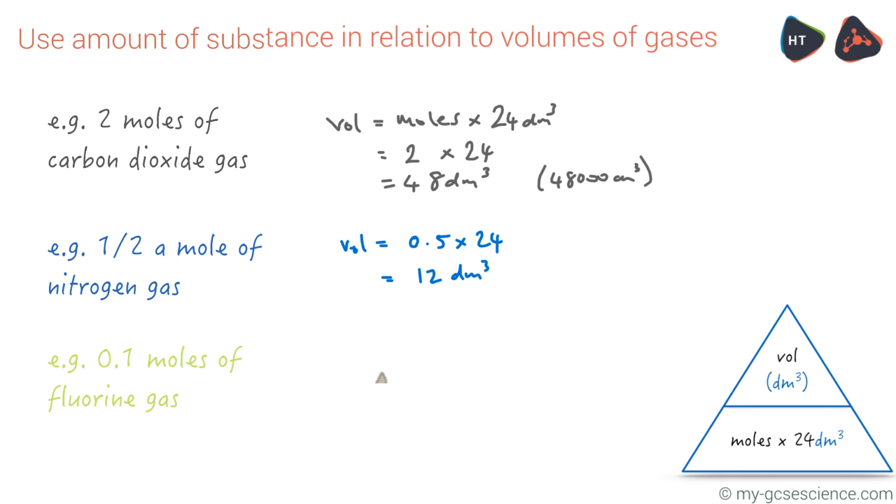And to calculate how much space 0.1 moles of fluorine gas takes up, well then the volume is going to equal 0.1 for the moles times by 24. That gives us 2.4 dm cubed. And of course, to convert it into centimeters cubed, that will equal 2,400 centimeters cubed. So that's the simplest way of using this gas equation triangle.